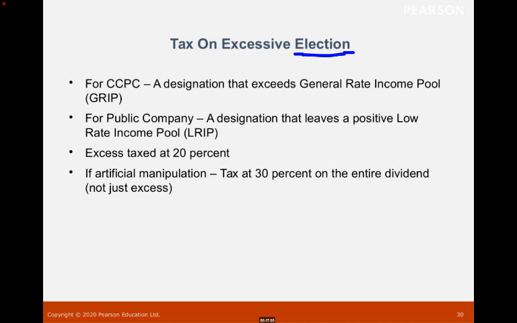So there can be some tax if you do an excessive election, if you go past what you had left in the pool, 20%. If it's an artificial manipulation, 30%. So there's some punitive stuff in there for overdoing it, right? Because this can drive dividend refunds and all this stuff. So you've got to track those balances carefully and not make any mistakes, or certainly not artificially manipulate it on purpose.